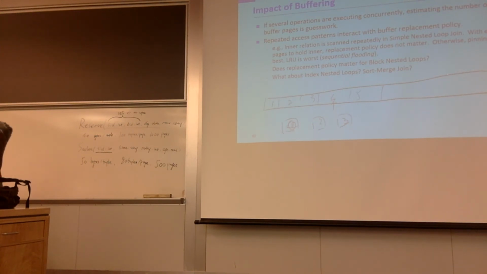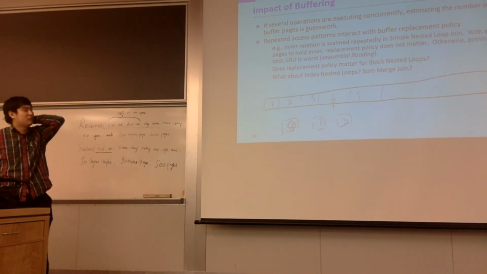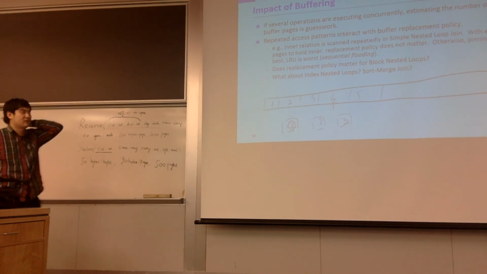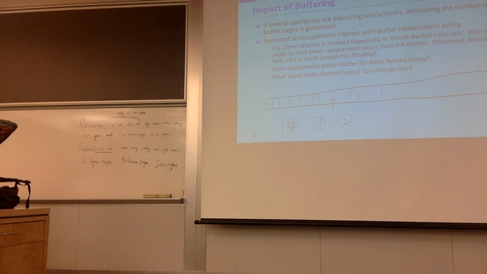And also, when does this happen? Like the sequential flooding problem. For block nested loop, it does affect the buffer replacement policy. It does affect it a lot, right? Because in block nested loop, you need to scan one of the files again and again and again. So that's exactly the same problem we have mentioned here.